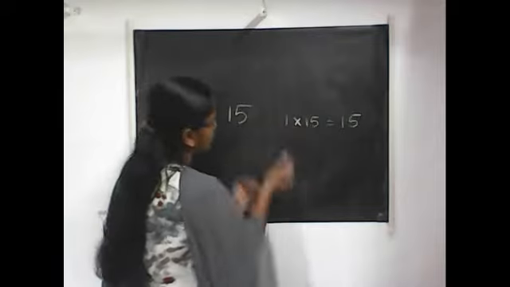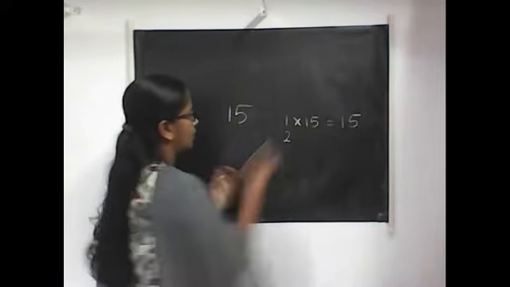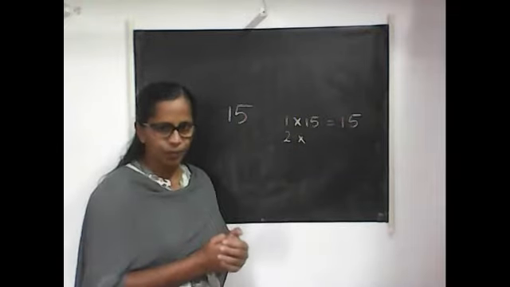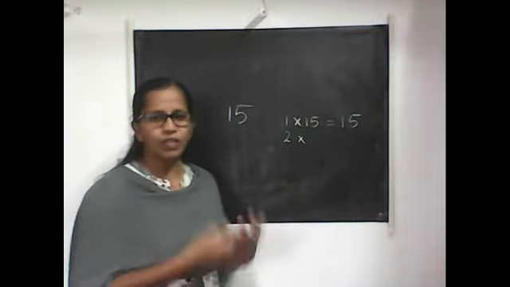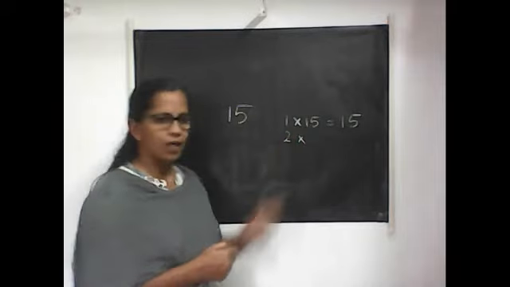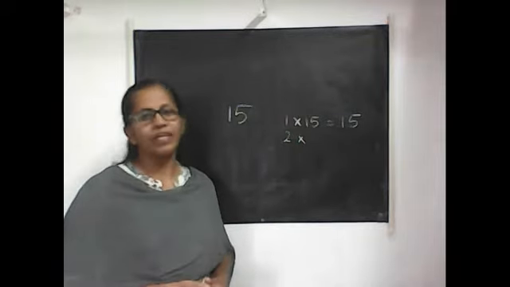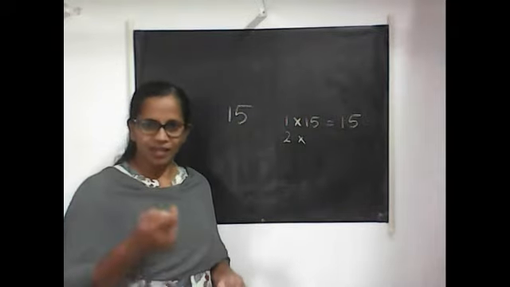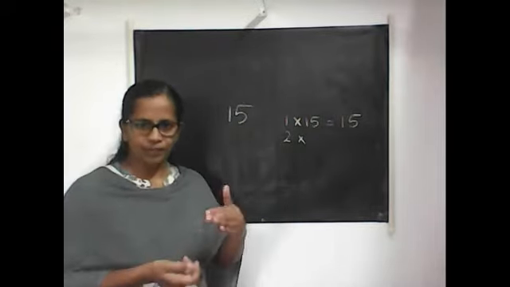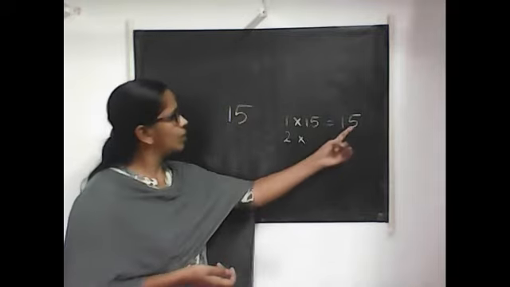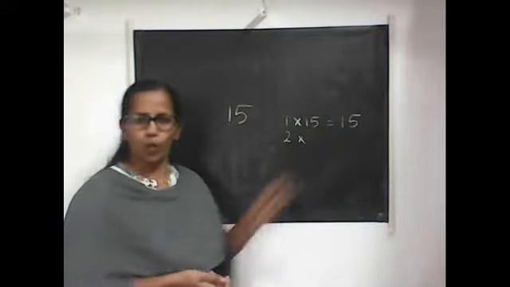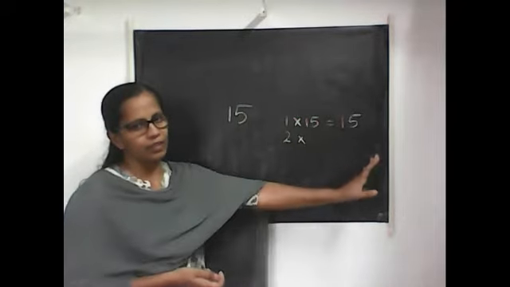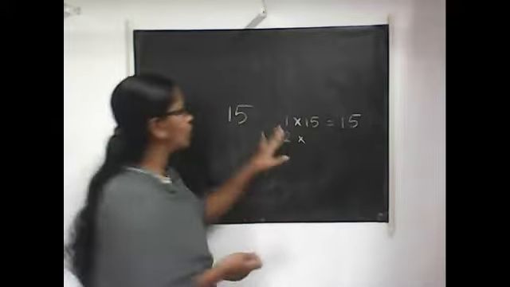Let us start in order. After 1, I am taking 2. We multiply 2 with any number. Can we get 15 as a product? No. We know that in 2's table, since it is an even number, all the products are even. 2 1s are 2, 2 2s are 4, 2 3s are 6, 2 4s are 8. Look at the products, everything is an even number. We know that 15 is an odd number. We won't get 15 when we multiply 2 with another number. So 2 will not be a factor.